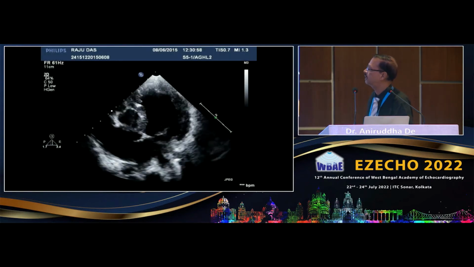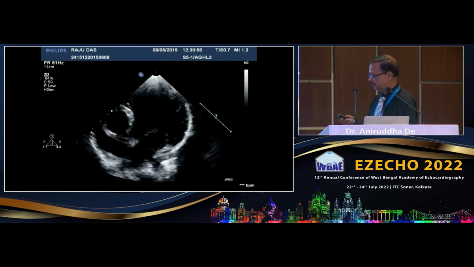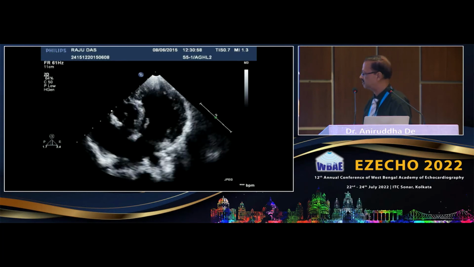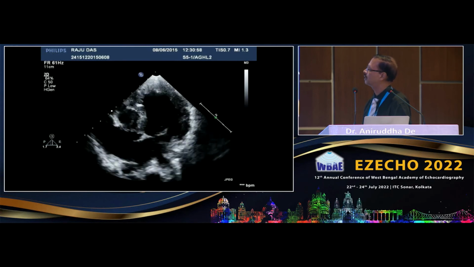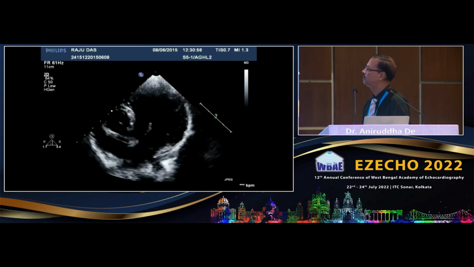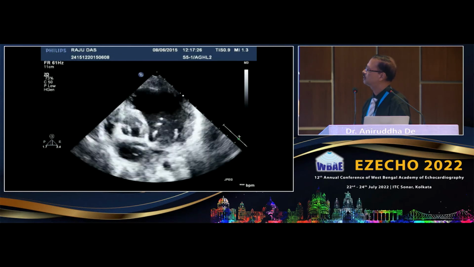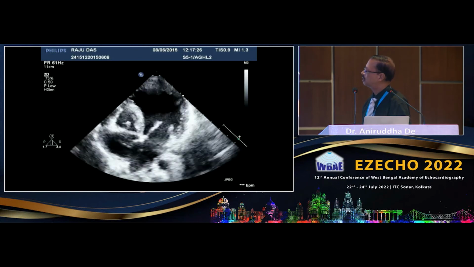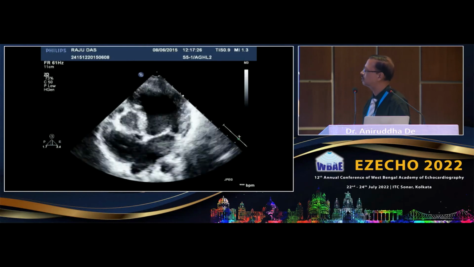But see the very characteristic echo. First, the RV looks shorter. The RV looks hypoplastic, and in the LV some apical bulging is there, could be. But look at it very carefully. The RV and the tricuspid valve are looking a little hypoplastic.